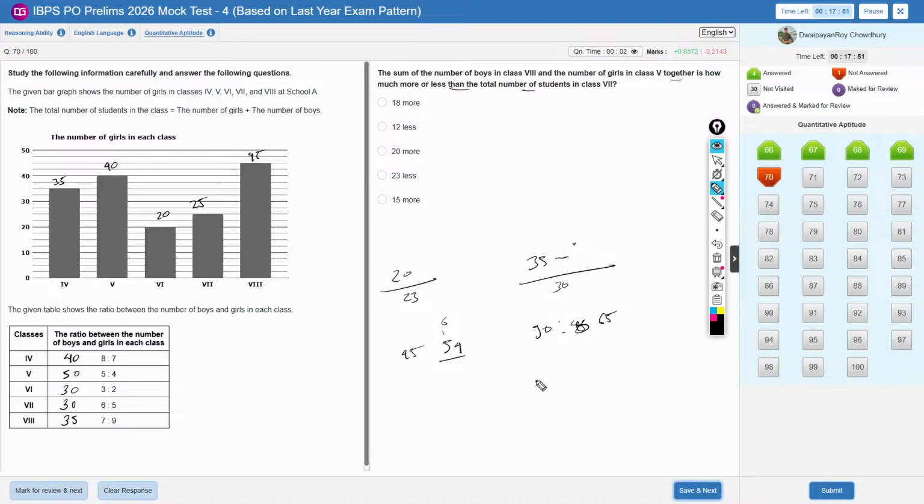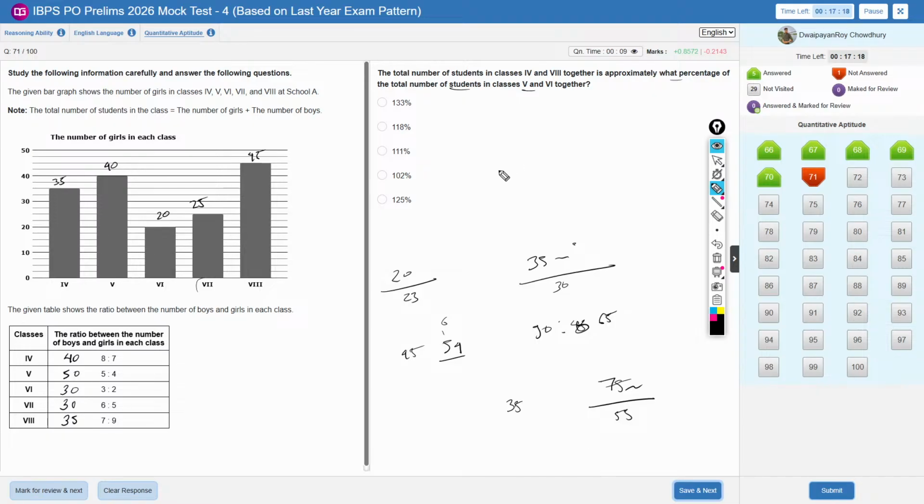The sum of the number of boys in class 8 and the girls in class 5, 35 and 40, is going to be 75. How much more or less than the number of students in class 7? Class 7, 25 and 30, 55. So 20 less. So, okay, 20 more here. The number of students in class 4 and 8 together.